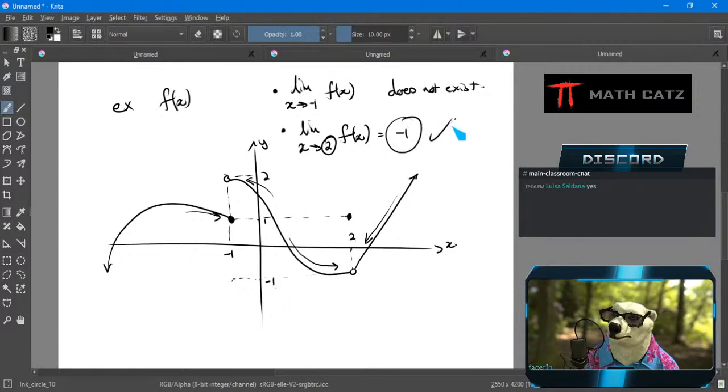-1 is still the right answer. I will never get there to find out what it actually is. It's only a behavior question. It's not a find-the-y-value question. The limit is not the same as finding the y value of the function.